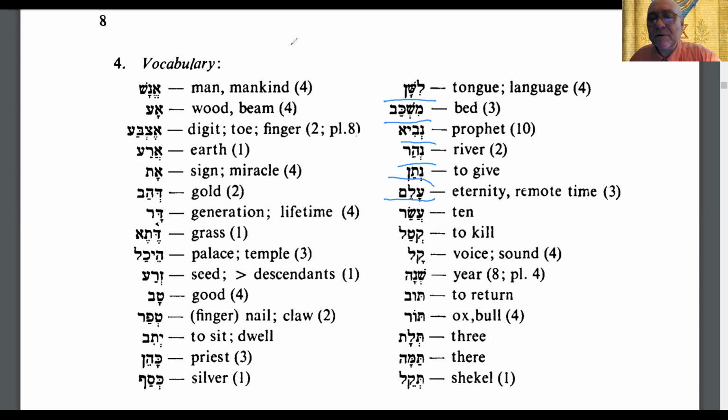Alam, eternity, remote time. I think it's olam in Hebrew. You've heard leolam vaed, olam, eternity, continuing on into perpetuity. Well, in Aramaic, it's alam. A-H-L-A-H-M, I guess. All right. Ten is asar, to kill, katal.